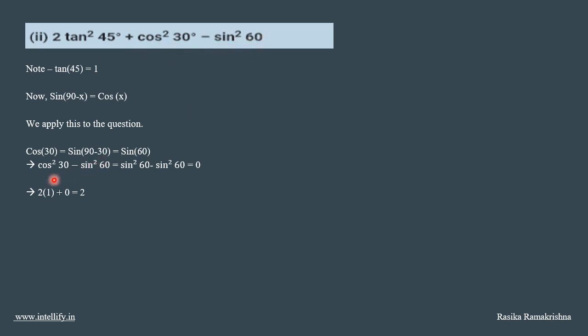Therefore, we have cos square 30 minus sin square 60 to be equal to sin square 60 minus sin square 60, which is nothing but 0. So what we have essentially done is we have made this entire term 0. Therefore, the question reduces to 2 tan square 45, and you know tan 45 is 1, therefore the answer is just 2. So again, we have reduced the amount of numerical calculations involved.